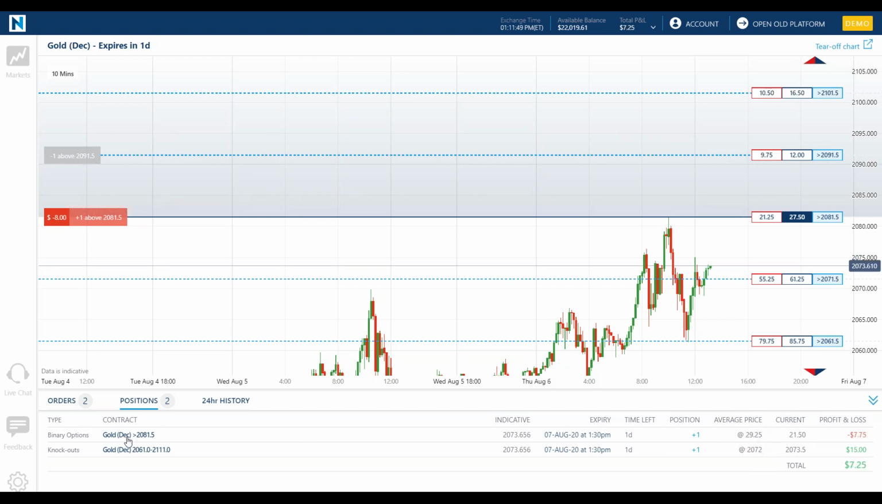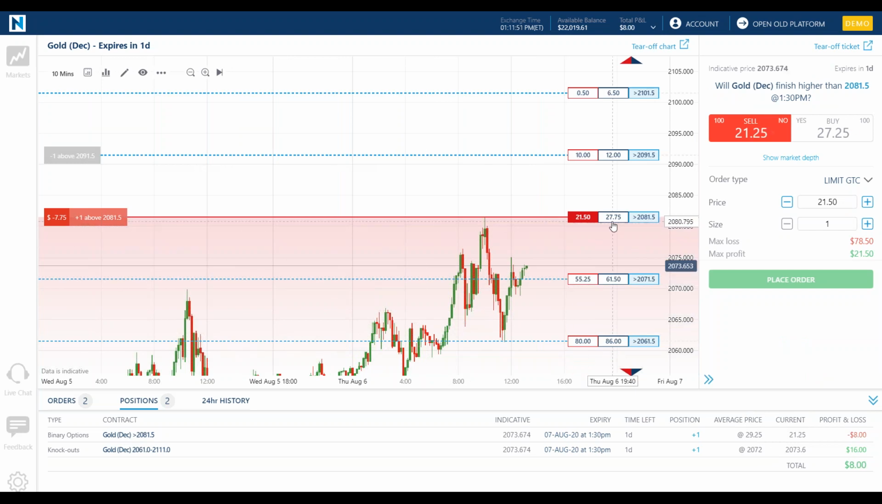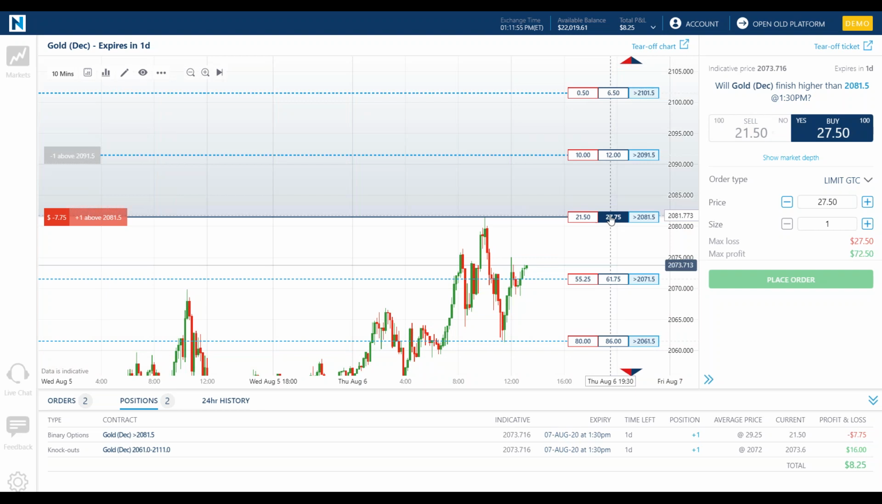Okay, so now let's go back and look at what I did. All right, now look at that. As soon as I bought it, it went down a little bit. This is the one that I bought. I bought a 2081 and a half, and you can actually see this is my position. Notice up here I've got an order. So I like how on binary options they show you your positions and your orders.